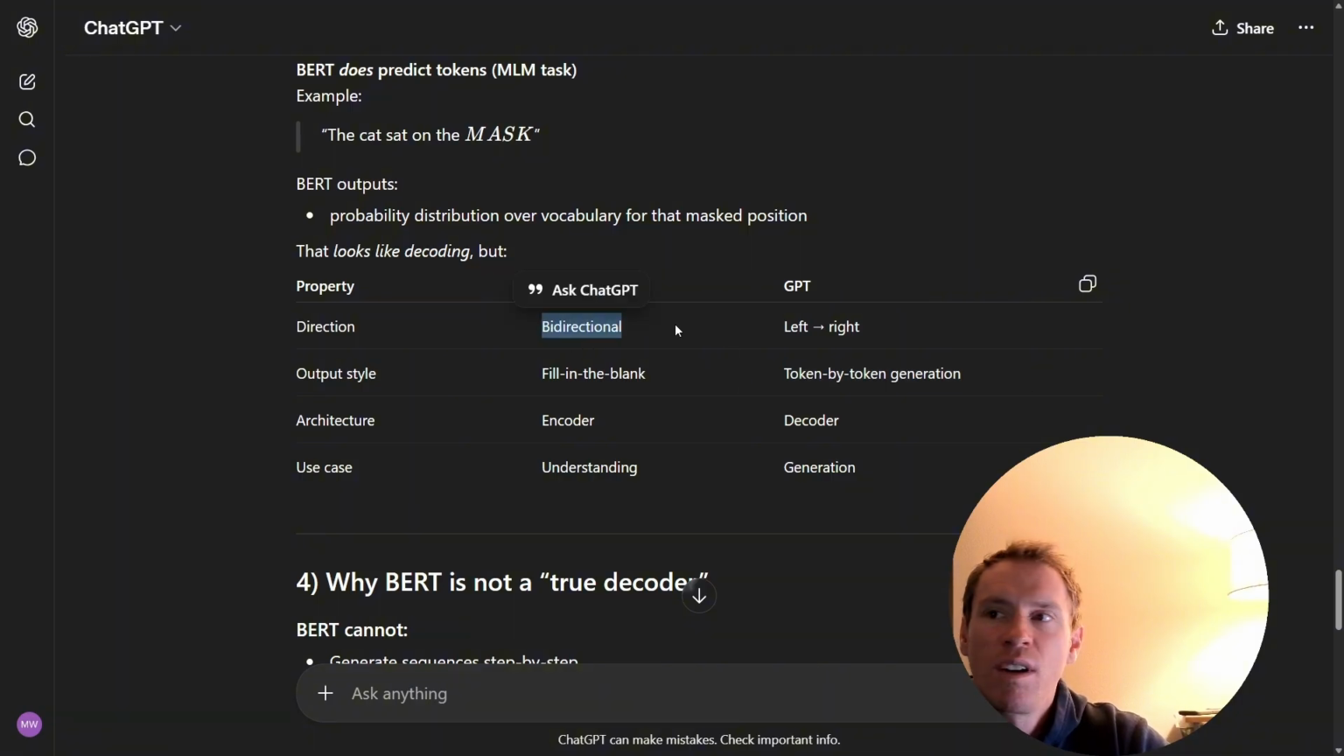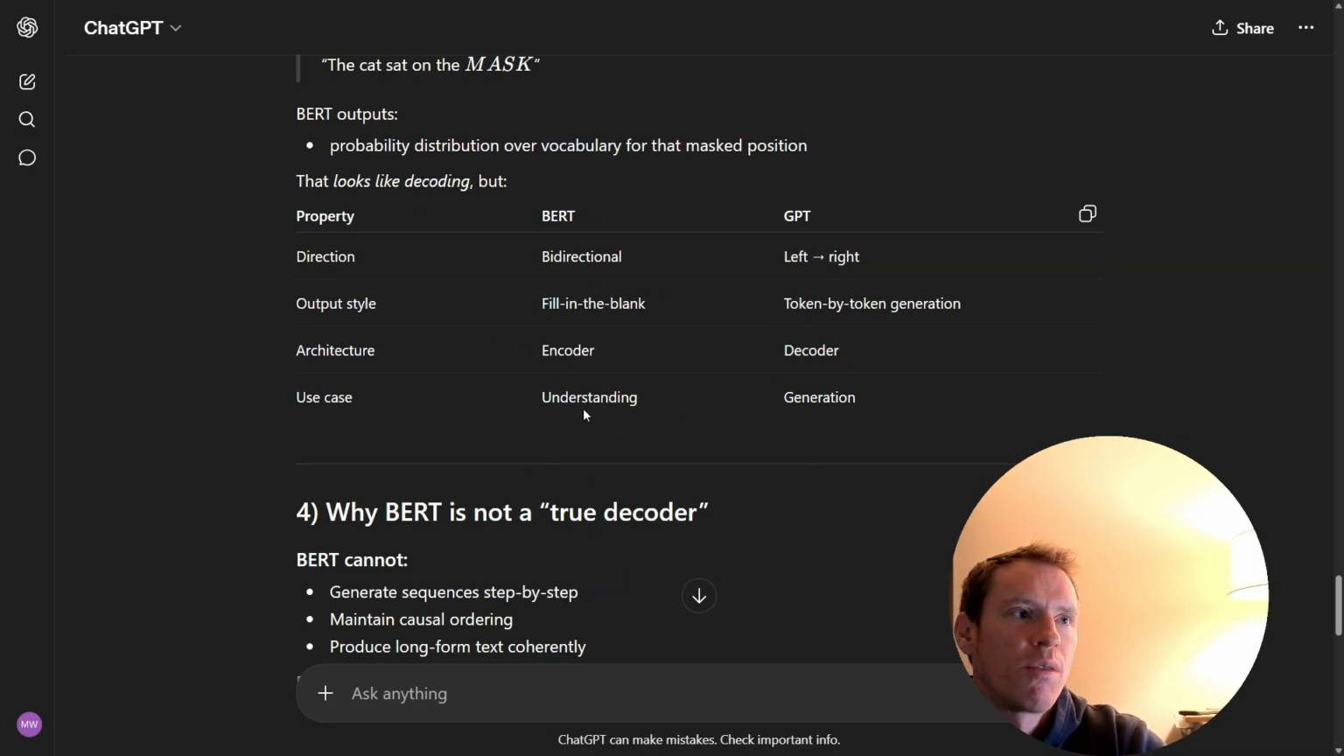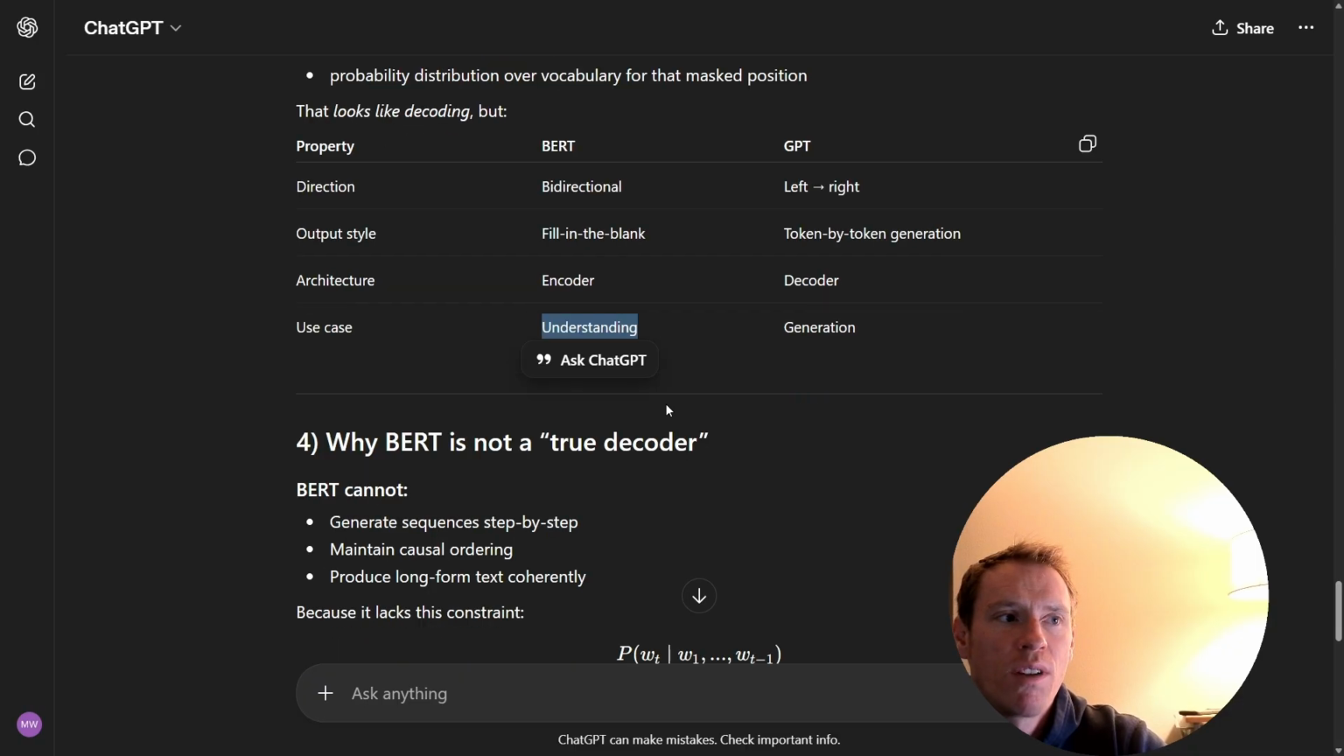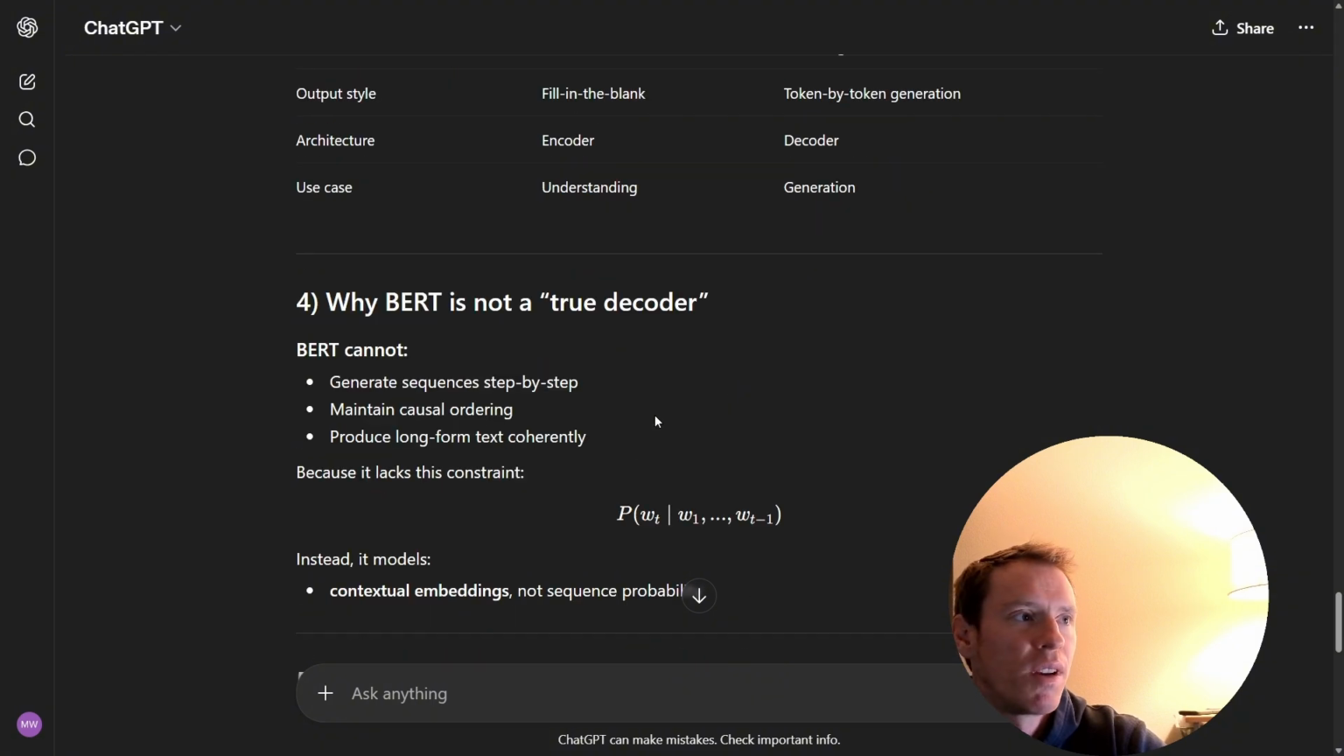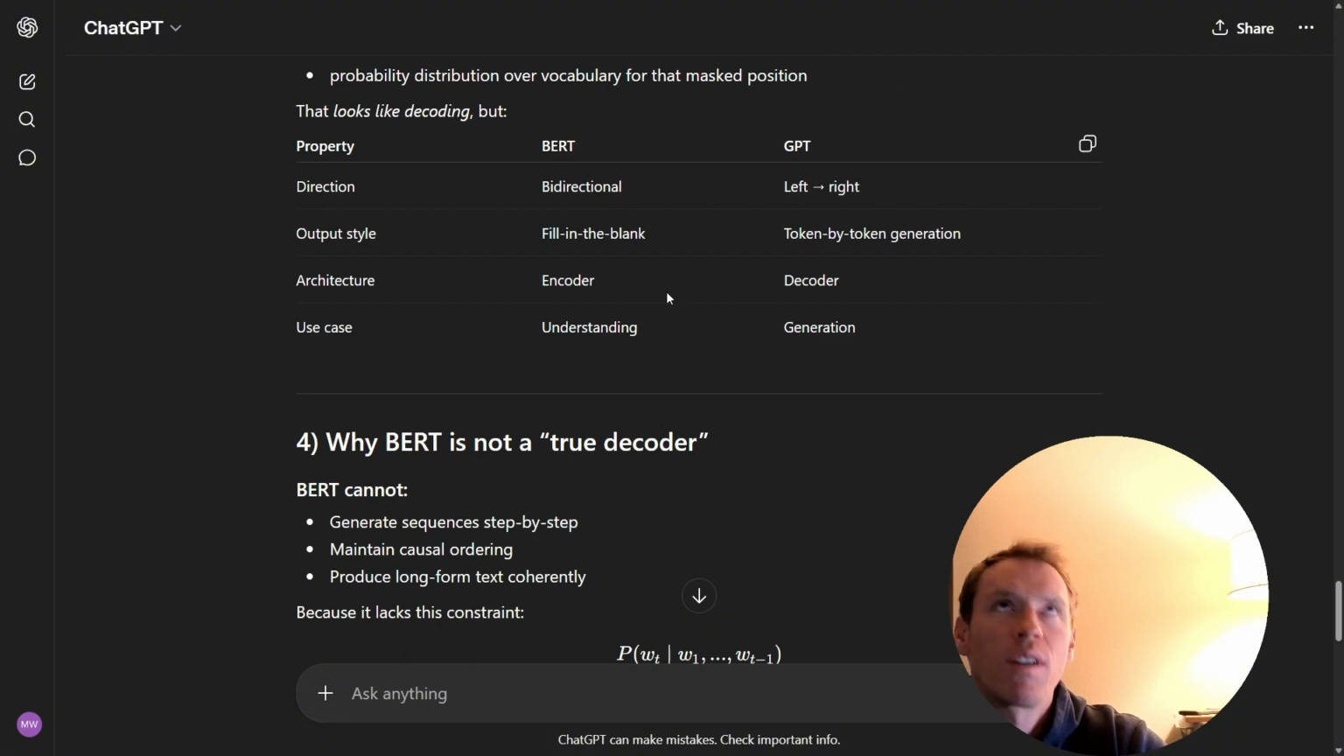So it says it here. It's bidirectional, you could go in either direction, versus GPT is left to right. It's token by token. So BERT is less efficient because it's more about understanding what the actual sentence is doing.